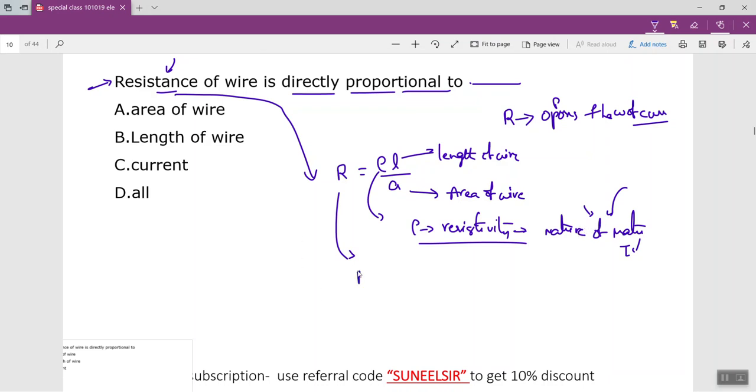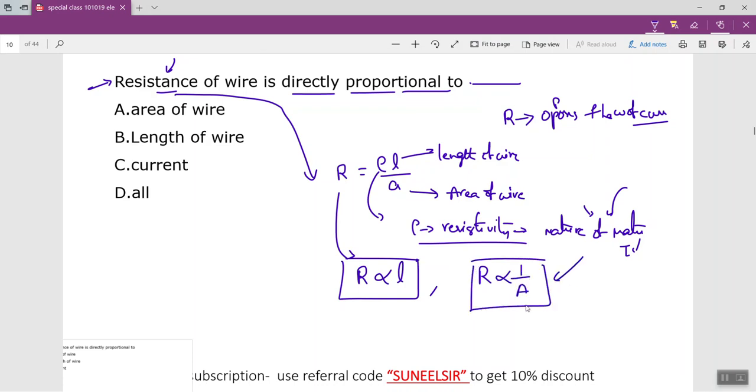So from this we can say resistance is directly proportional to the length, and resistance is inversely proportional to the area. So according to the question, the resistance of the wire is directly proportional to the length of the wire. Option B is the correct answer. And the next question.